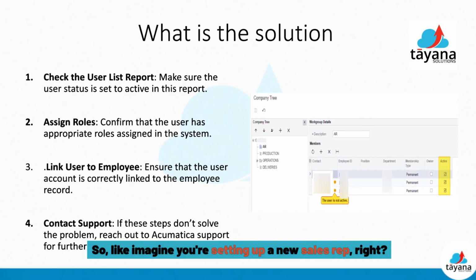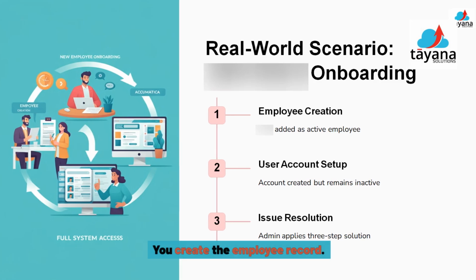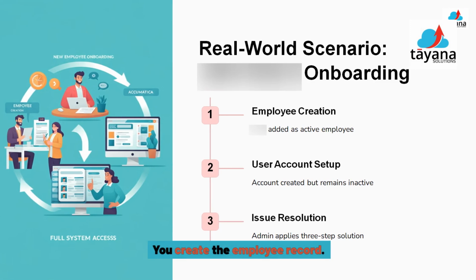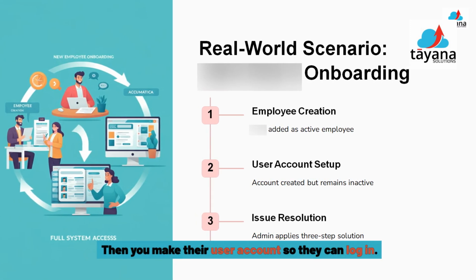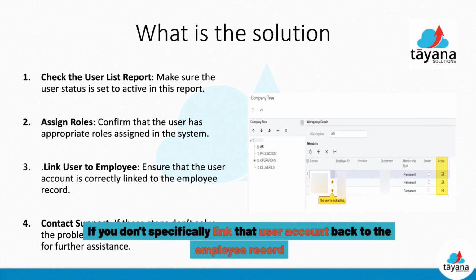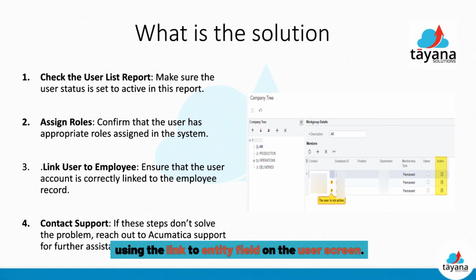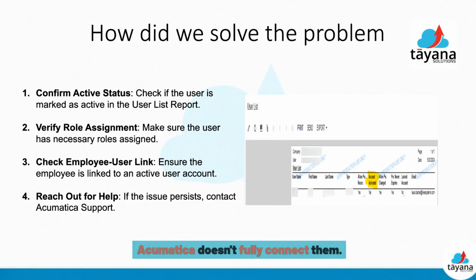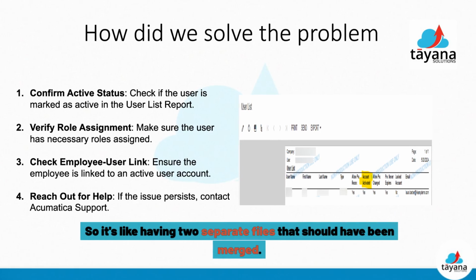Sure. Imagine you're setting up a new sales rep. You create the employee record, easy peasy. Then you make their user account so they can log in. But here's the thing. If you don't specifically link that user account back to the employee record, using the link to entity field on the user screen, Acumatica doesn't fully connect them. So it's like having two separate files that should have been merged.